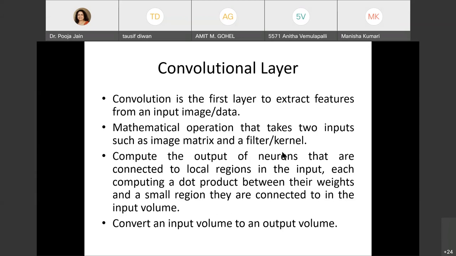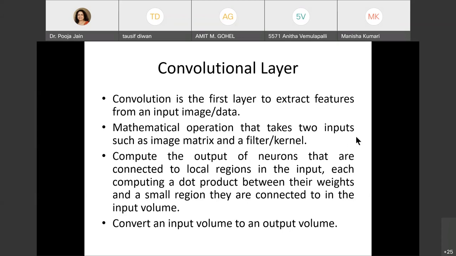It computes the output of a neuron that is connected to a local region in the input. It computes an element-wise product and then the summation of all these multiplications. Basically, the aim of this convolutional layer is converting an input volume to an output volume. What will be the shape and size of the output volume? It is decided by various hyperparameters that we will see later.